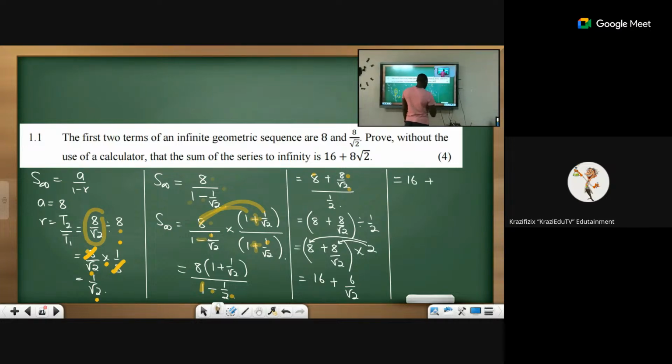Plus 16 over root 2, we multiply this by root 2 over root 2. So 16 plus 16 root 2. Root 2 times root 2 would give us 2, and 16 divided by 2, beautiful. Please, this is about conjugate and rationalizing. I don't know if you guys remember, it was done in term 1, grade 11.